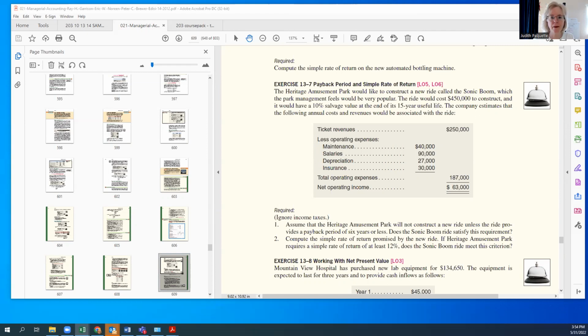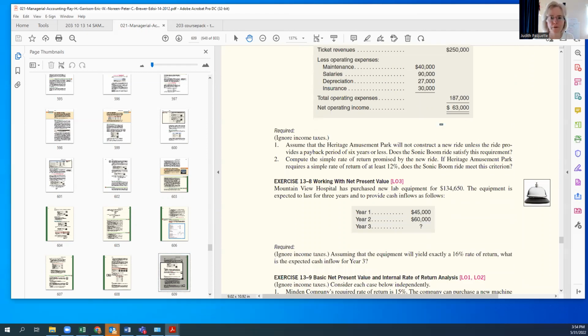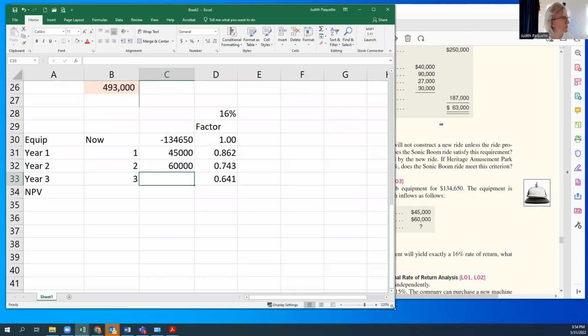Got it. Okay. Year one, you have a cash inflow of 45,000. Year two, you have a cash inflow of 60,000. Okay, so let's set this problem up. Here we go, cash inflow.